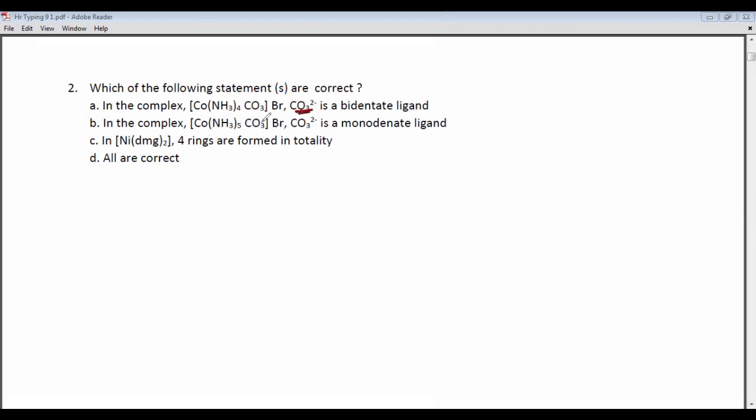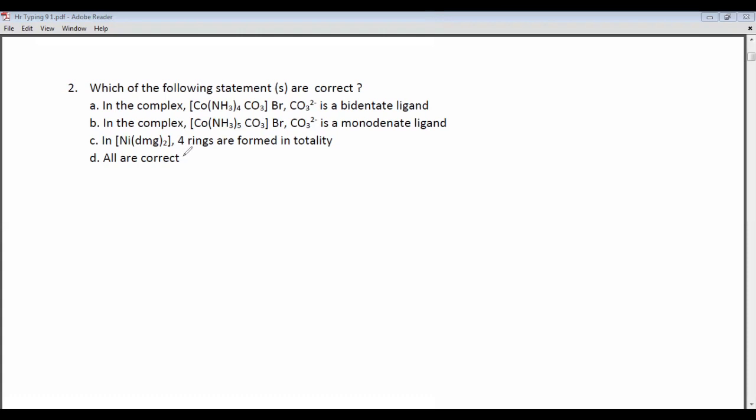What about the next one? The next one, here actually the coordination number of amines is 5. So your CO3 has to offer one coordinate position. So CO3 2- acts as a monodentate ligand. So we all know that there are different types of ligands which can act as monodentate as well as bidentate, and that depends on the situation. That is said to be a flexidentate ligand, right?